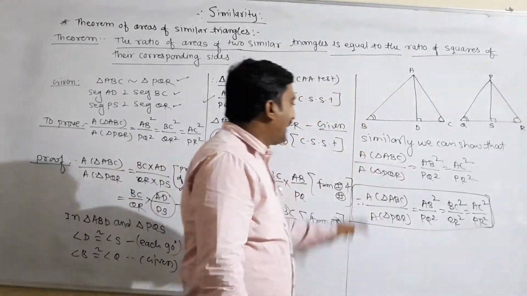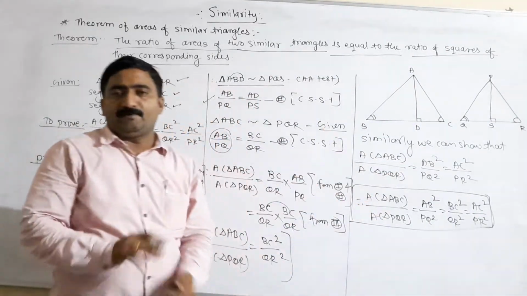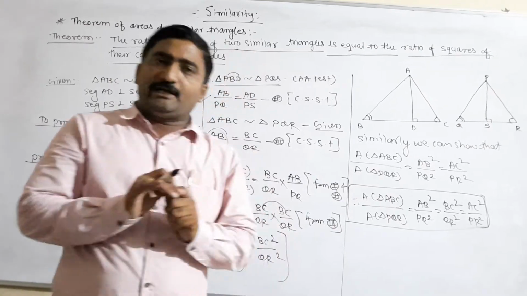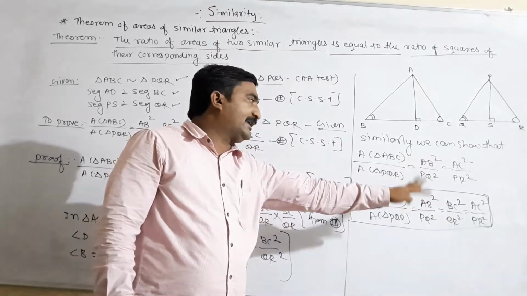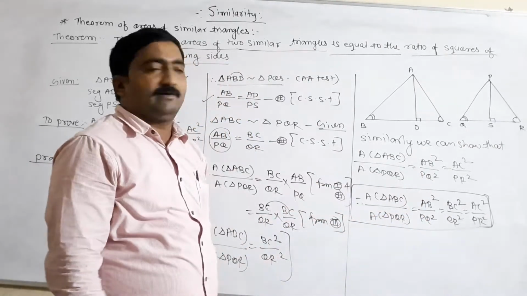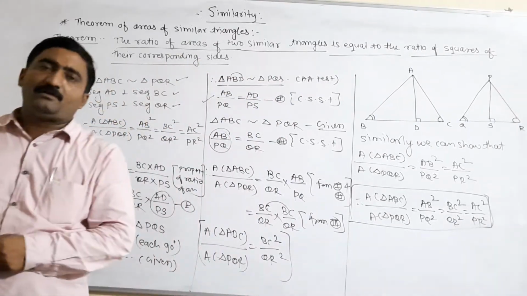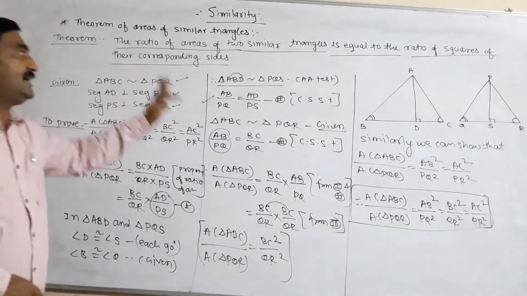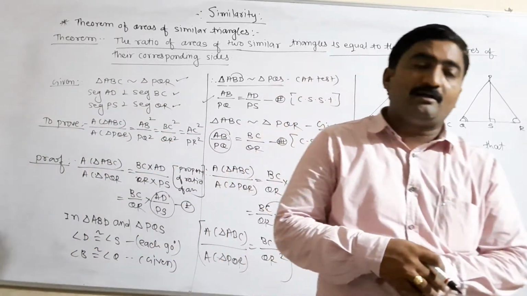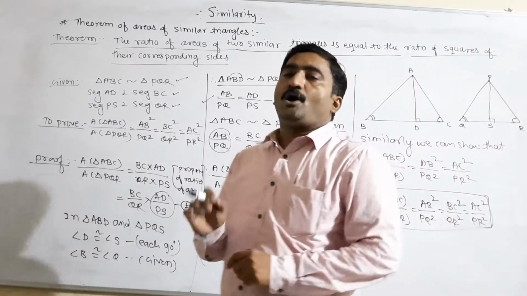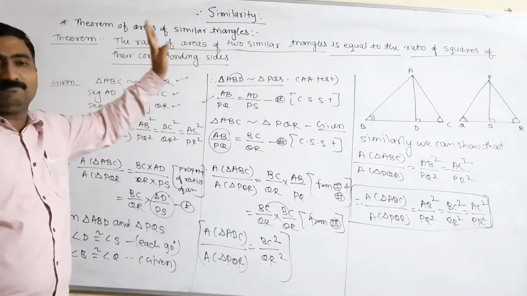In this way we can prove that all these squares. So we can write here area of triangle ABC divided by area of triangle PQR is equal to AB square divided by PQ square is equal to BC square divided by QR square is equal to AC square divided by PR square. Hence the given theorem is proved. So remember that the ratio of the areas of two similar triangles is equal to the ratio of the squares of their corresponding sides.